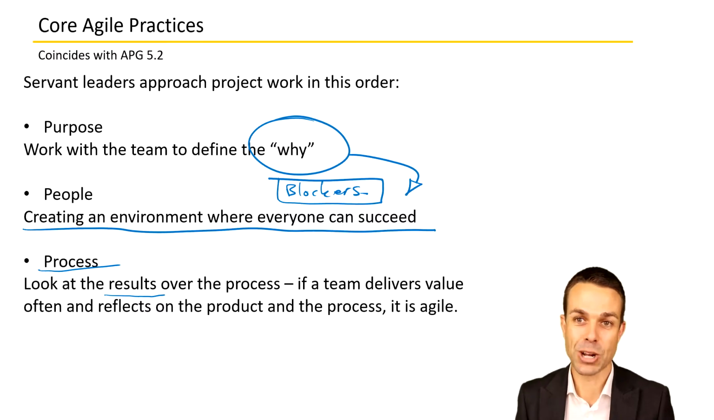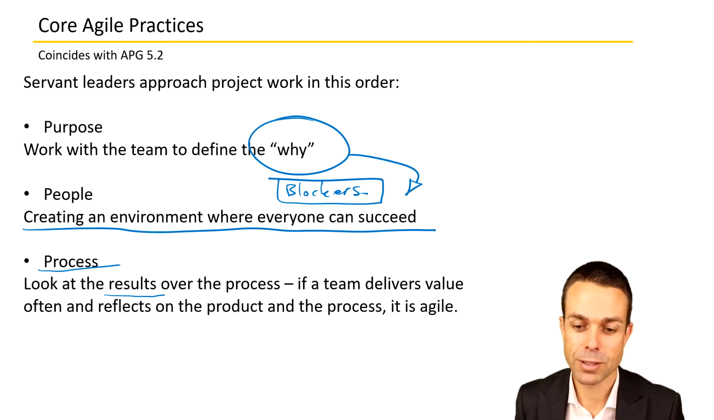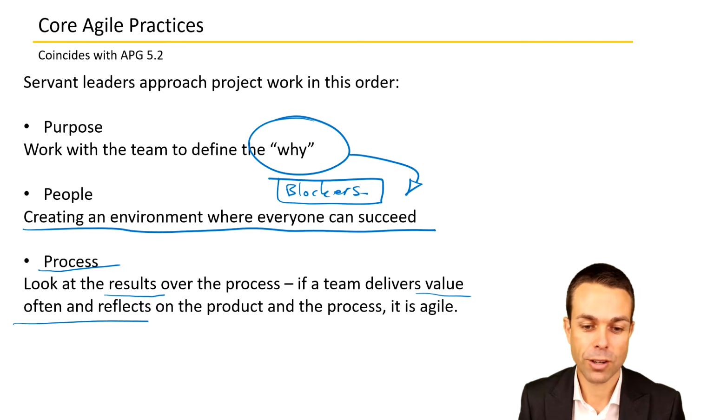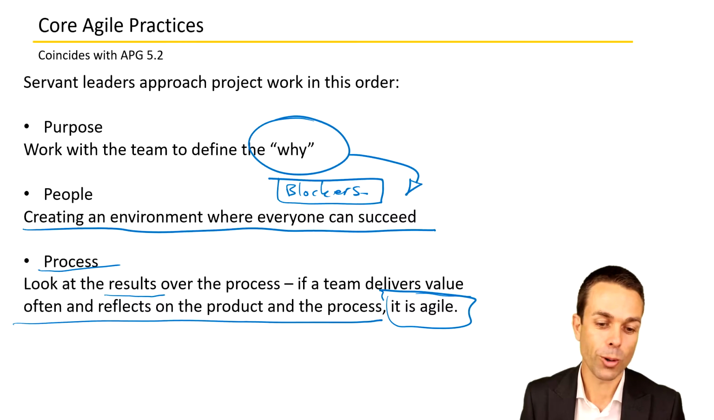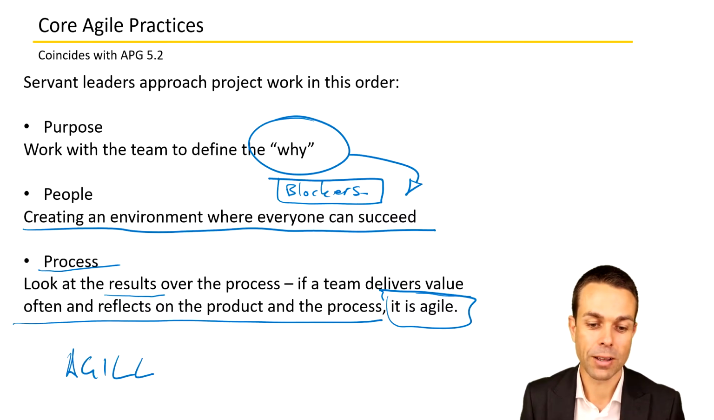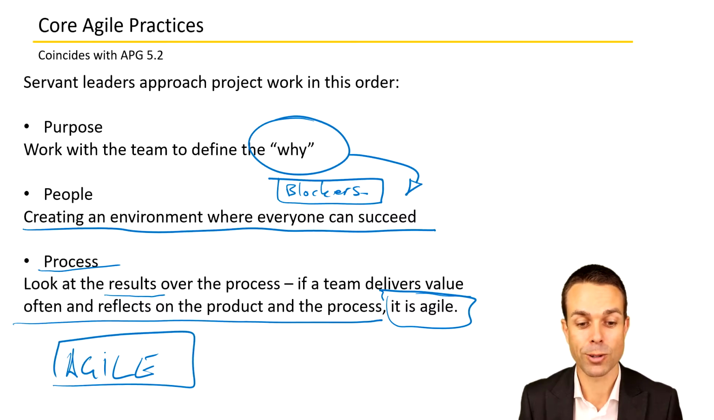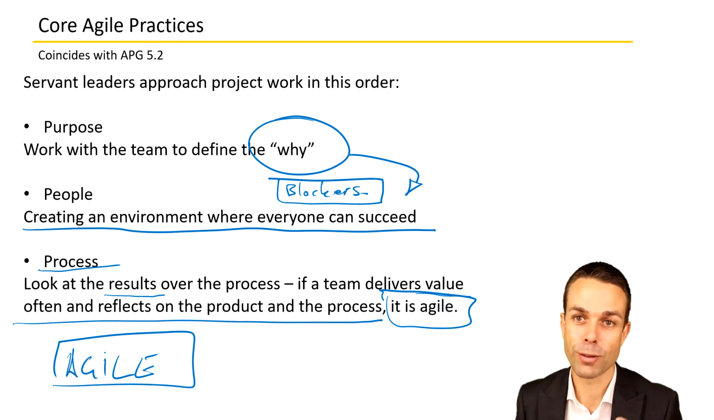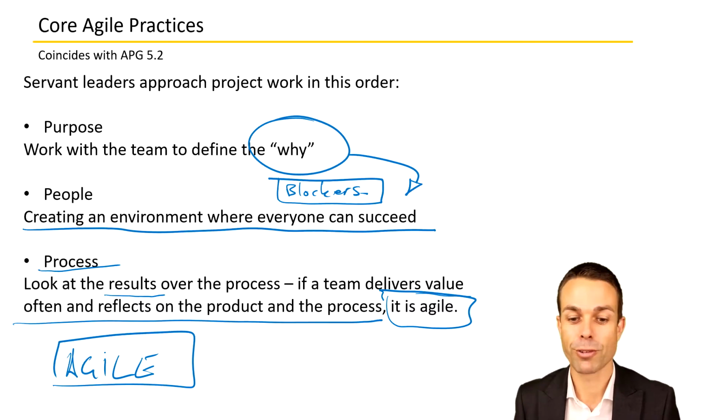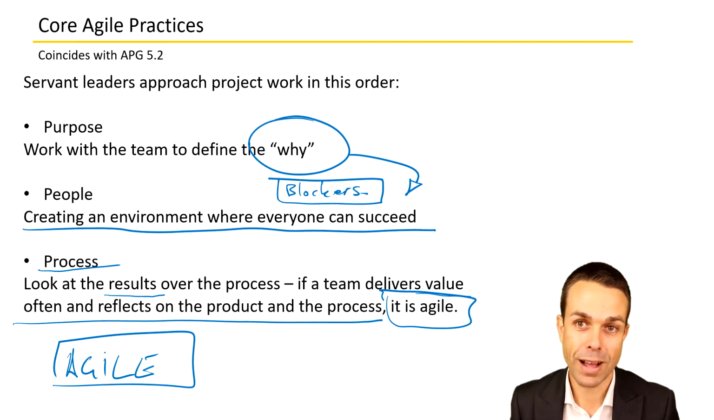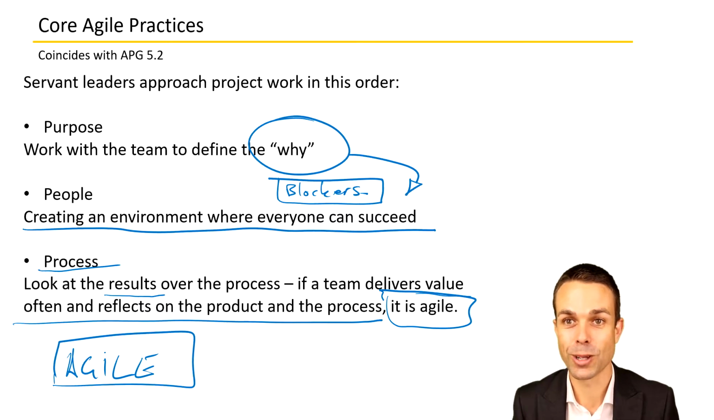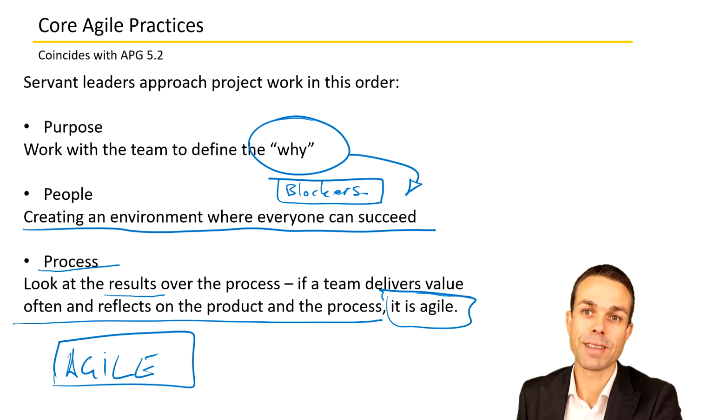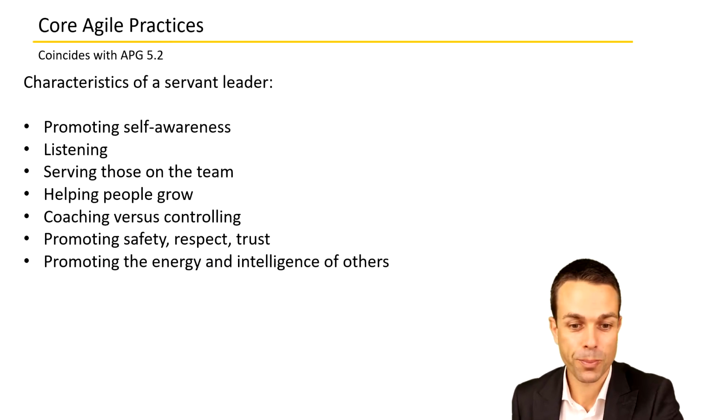Now, of course, that's an agile principle itself, but if a team delivers value and it often reflects on the product and the process, then it's agile. So you may not call yourself agile in particular. You may be a business team, may not even be a technical team, but if you're performing all of the core agile principles, and if you're reflecting often on what you do and the things that you're delivering, and if you're delivering value to the customer, then ultimately there's a good chance that you're already doing a lot of the agile practices. And a lot of that is driven by the servant leadership role.